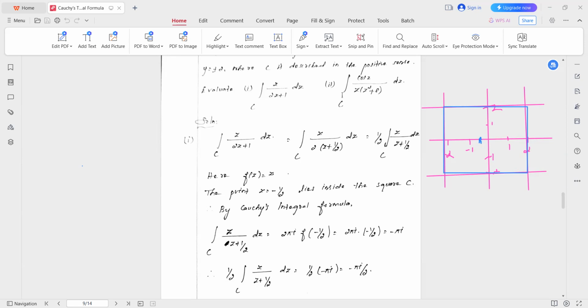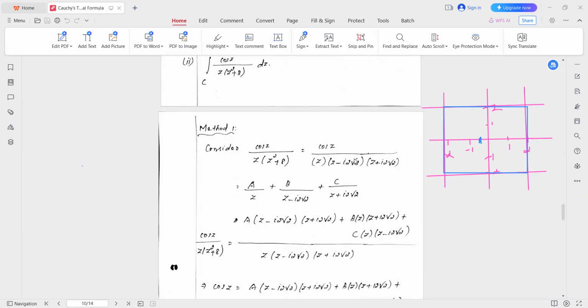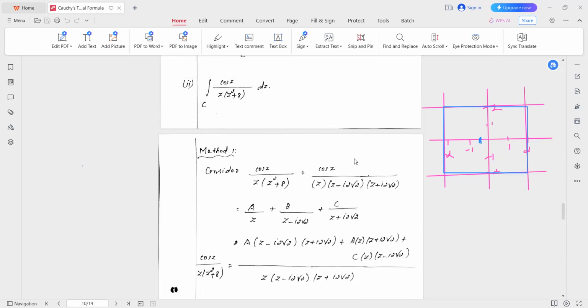We can evaluate this problem by two methods. Either you can choose the first method or the second method. I will teach you one by one. Whichever is convenient for you, you can take that one. Okay, the integral over C of cos z by z into z square plus 8 dz.